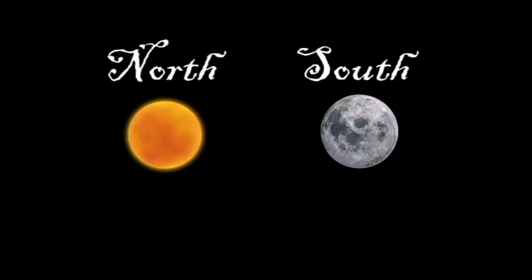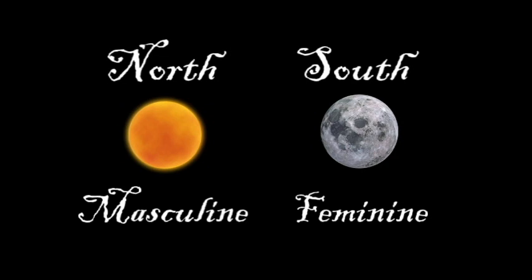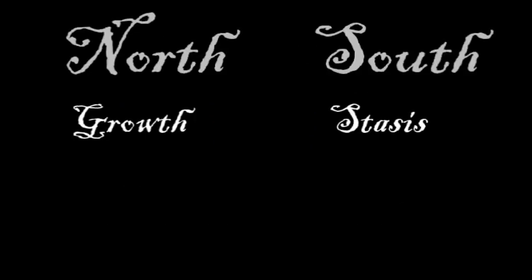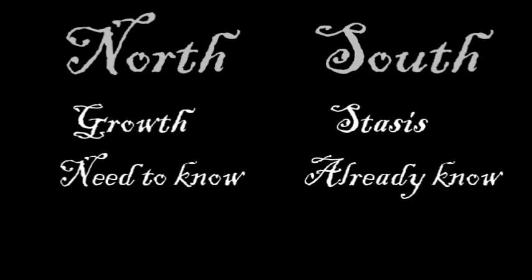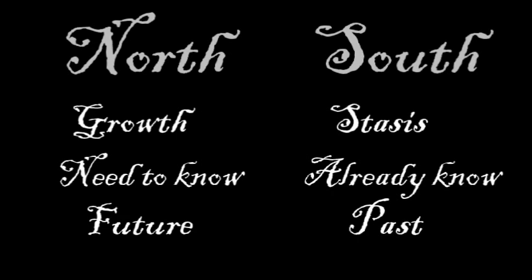The most general way to think of what the nodes represent is that the north node represents the masculine and the south represents the feminine. The north represents growth and the south represents staying where you are. The north is what you need to know, and the south is what you already know. The north node stands for the future, and the south node stands for the past.